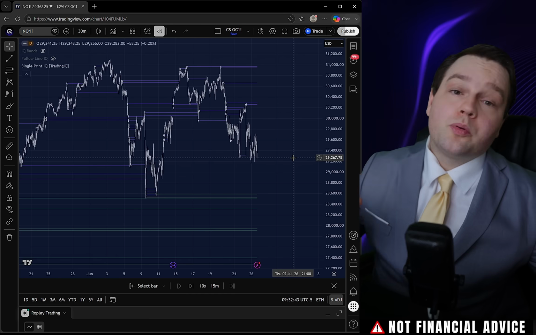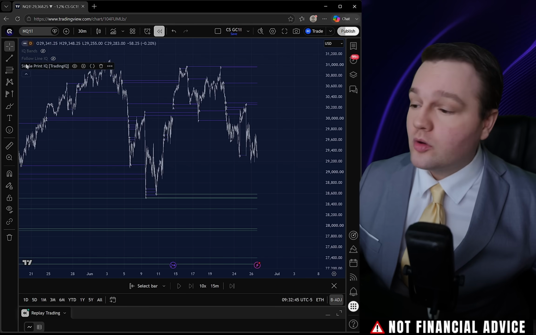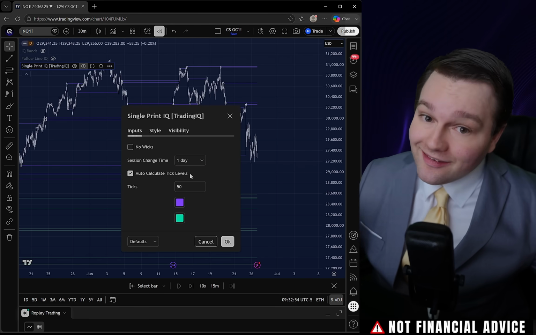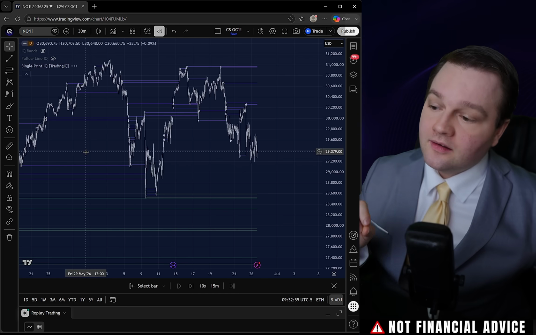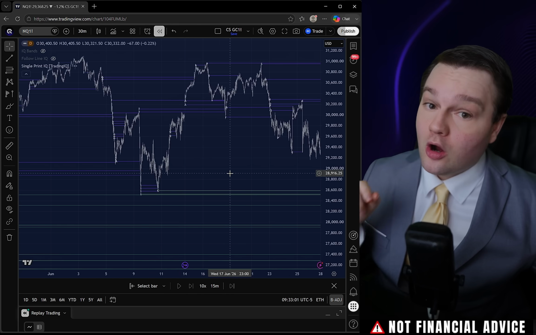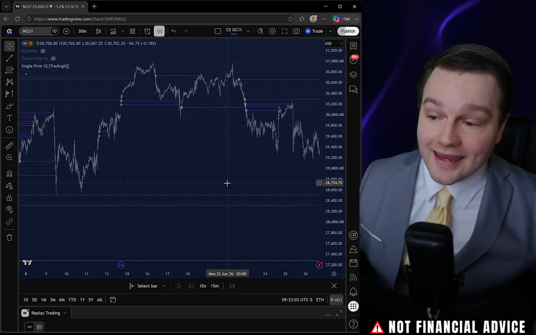Here are other recent single prints on the chart where there happened to be a reaction when price traded back through them. Single Print IQ is free, link in the description below, and it also uses tick levels to calculate the TPO, which is very important, and you can select to not show single prints that occur on wicks and only on the candle body.